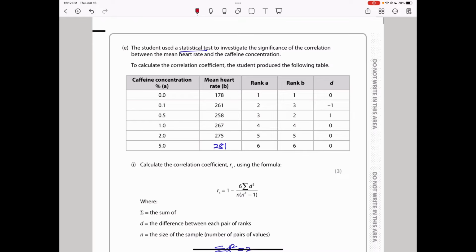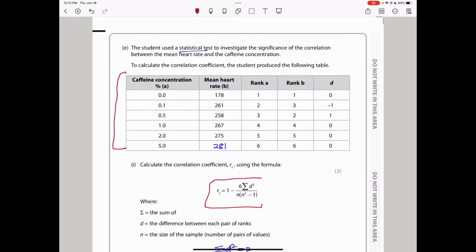The next part says the student used a statistical test to investigate the significance of a correlation between the mean heart rate and caffeine concentration. To calculate the correlation coefficient, the student produced the following table. This is the table that was produced, and then we have the results. So they say, calculate the correlation coefficient, RS, using this formula here.